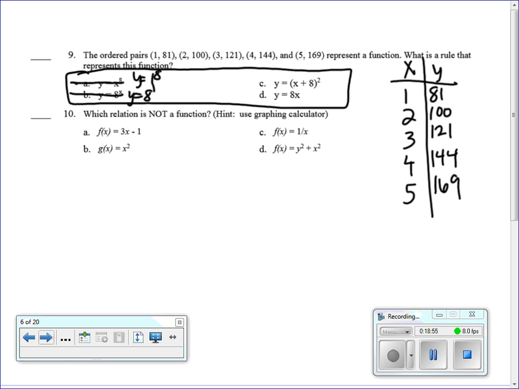Looking at C, so on C we see y equals x plus 8 squared. So what we would do is we would take our x value, we would plug it in for x. So in this first one we have 1.